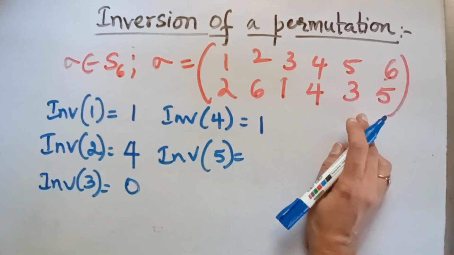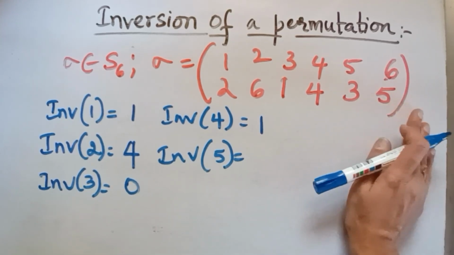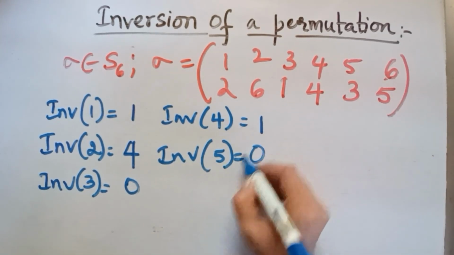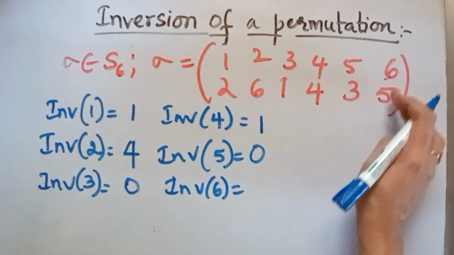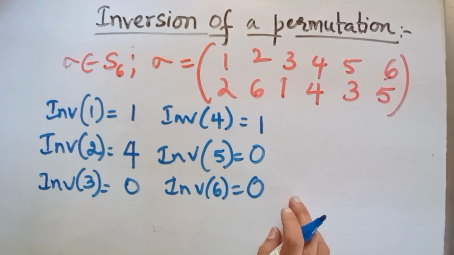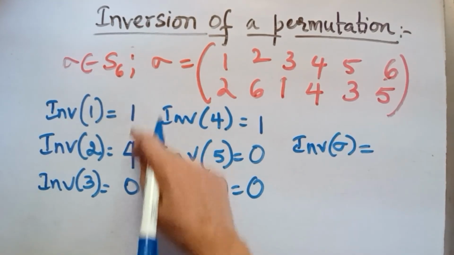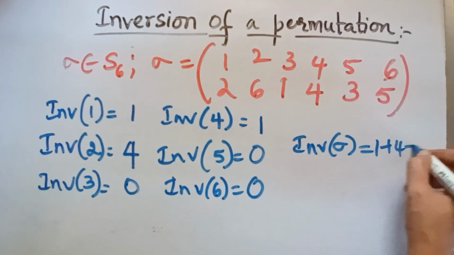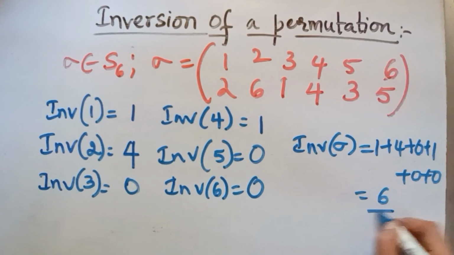Inversion of 5: sigma of 5 is 3. No value less than 3 to the right. Therefore, it is 0. Inversion of 6: though sigma of 6 equals 5, there is no value to the right, so it is always 0. Therefore, inversion of this permutation equals, adding all these values, 1 plus 4 plus 0 plus 1 plus 0 plus 0, that gives you 6.